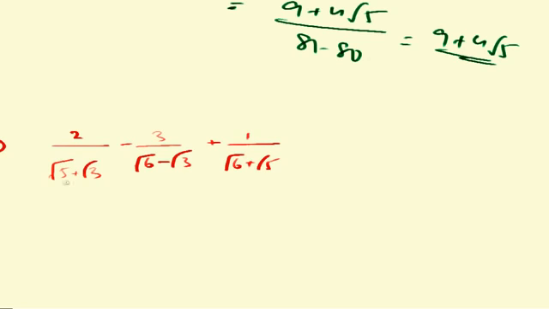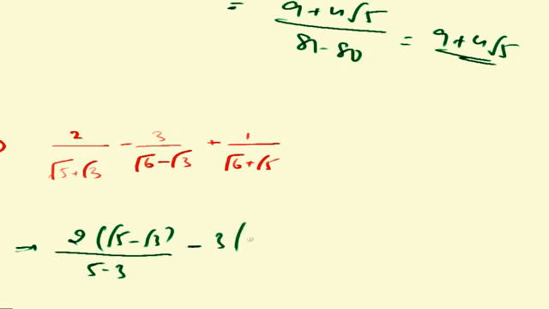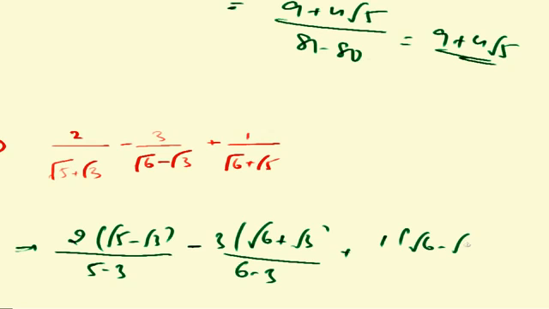So it is given 2 by root 5 plus root 3, minus 3 by root 6 minus root 3. So how to solve this problem? Directly take 2 into the rationalizing factor of this, root 5 minus root 3. So here you can take it as 5 minus 3, and minus 3 into the rationalizing factor, root 6 plus root 3, and you can directly take it as 6 minus 3, and 1 into root 6 minus root 5 and 6 minus 5, it is directly.